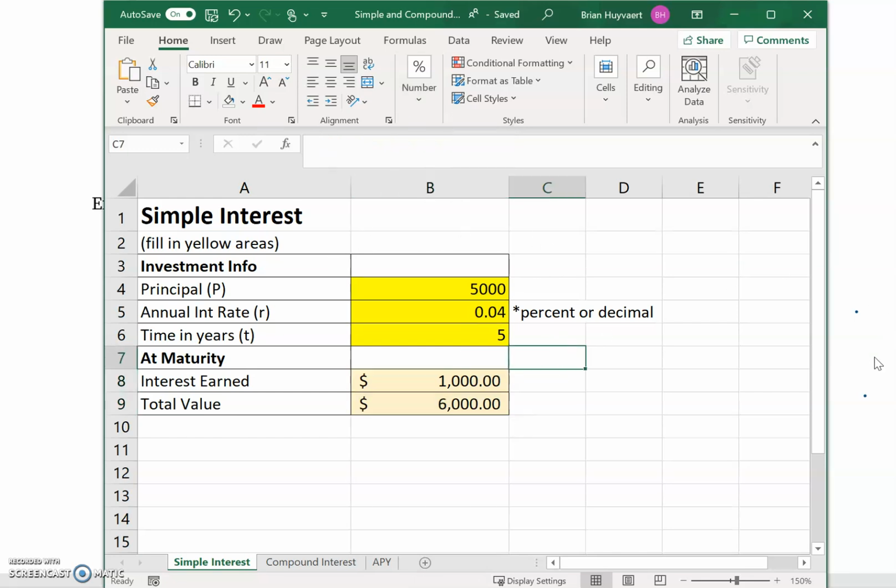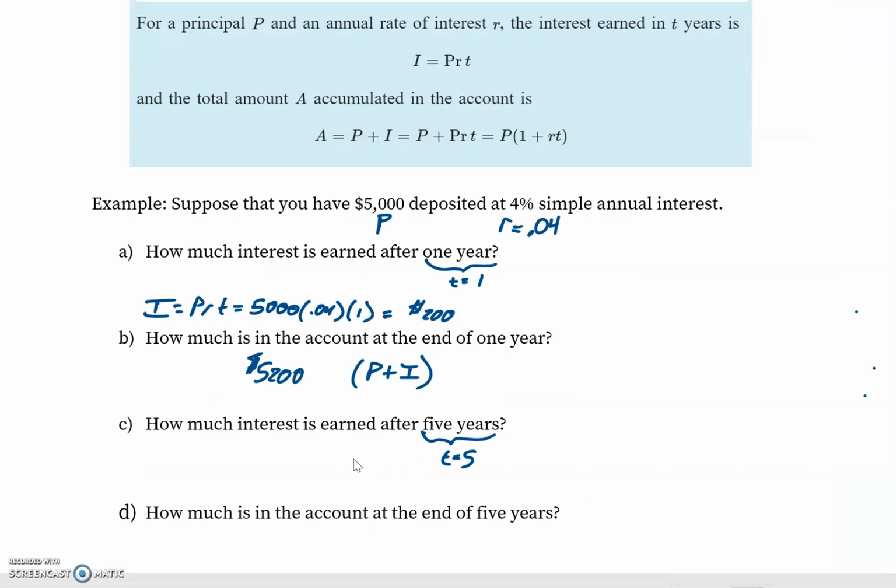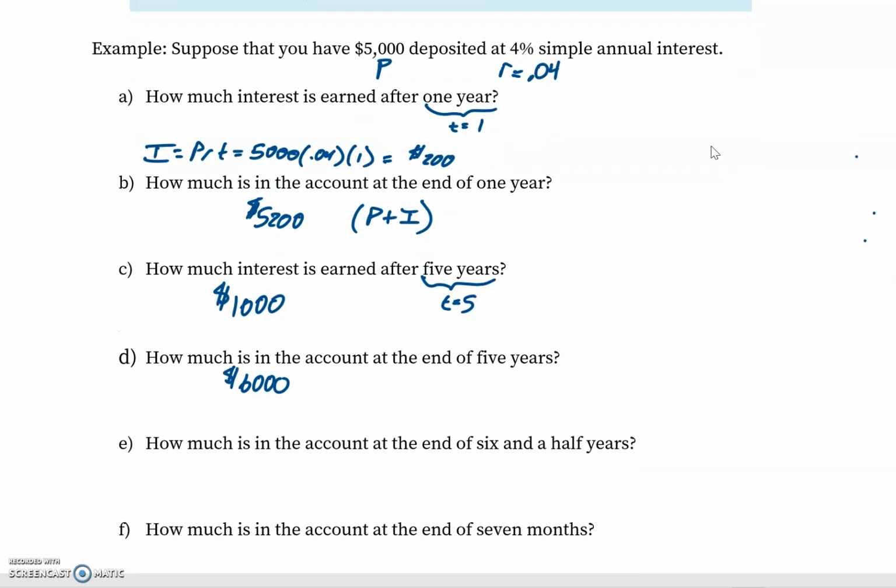Okay, so here, let's go back to what we were seeing. So how much interest is earned after the 5 years? That was the first figure we saw. So that was the 1,000. How much is in the account at the end of 5 years? Well, that was, again, the initial 5,000 plus this interest. So the second value that the template gave us was 6,000.